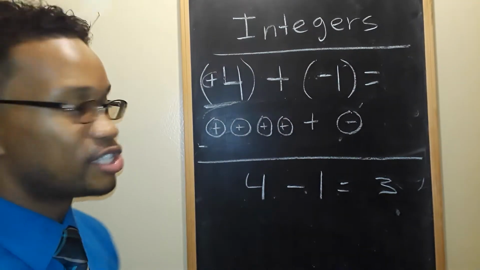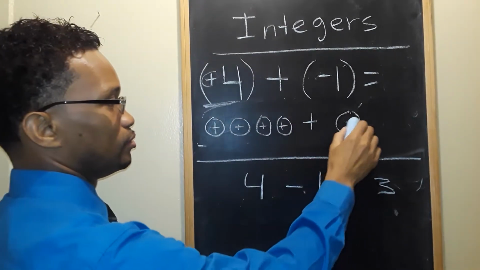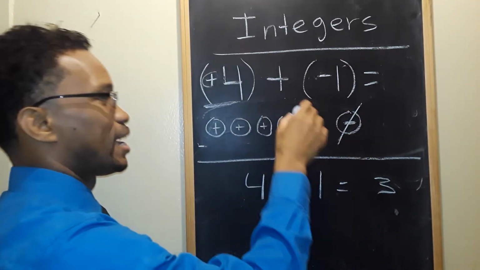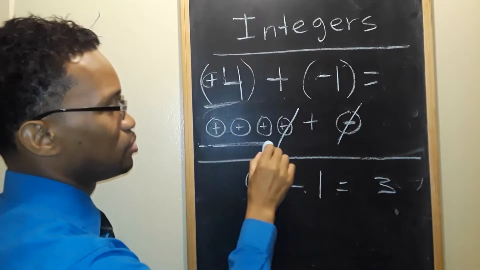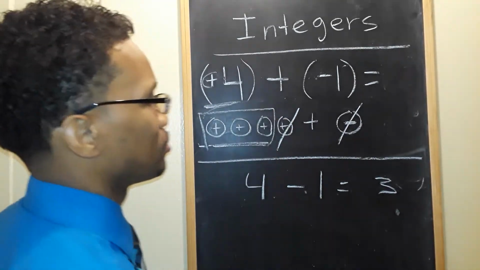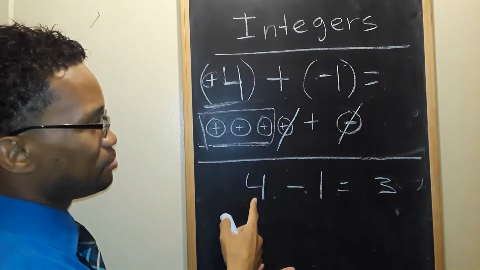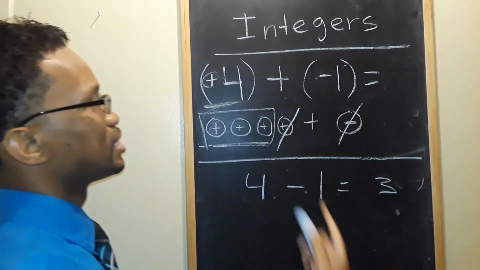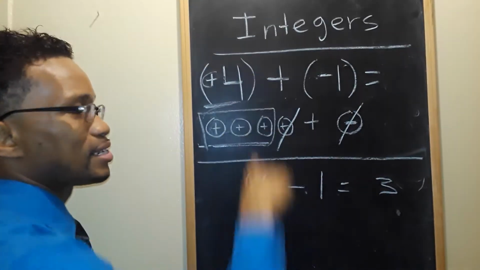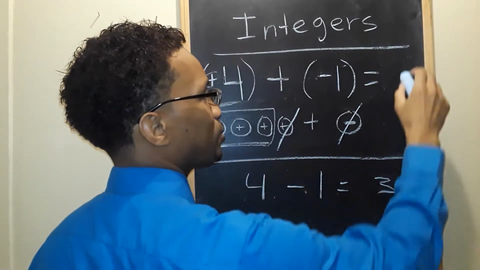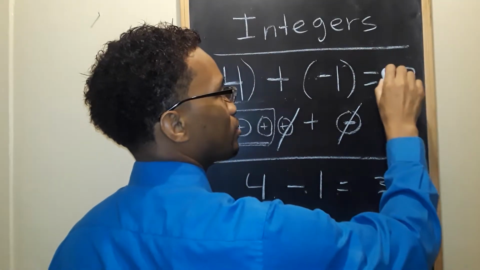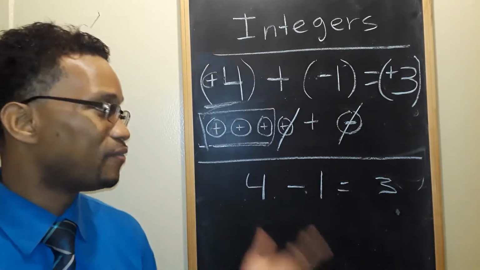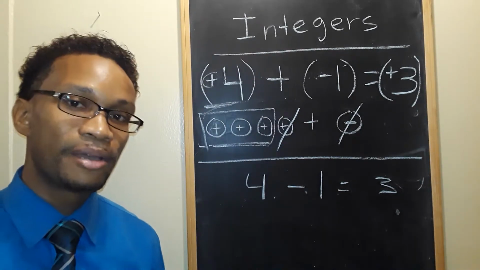Now, we do the zero pairing technique. This can only nullify one of the positives. So it cancels out one of the positives, which leaves us with 3 positives. So basically it's the same thing. It's like 4 minus 1. 4 minus 1 is 3, but you keep the sign of the higher absolute value. So in this case, since the 4 this time is a positive number, the answer has to be 3, but not just 3, positive 3. I hope you were able to follow along and understand this better.